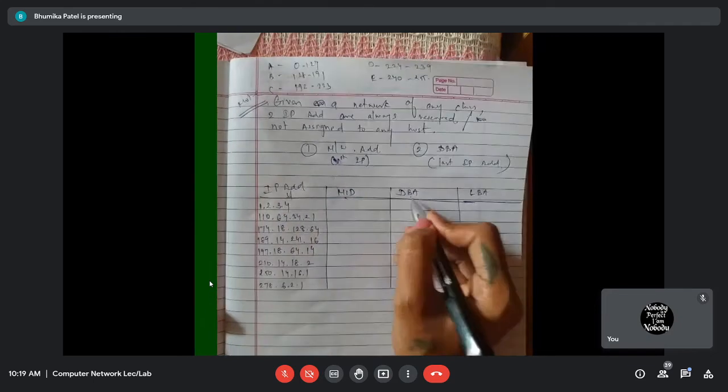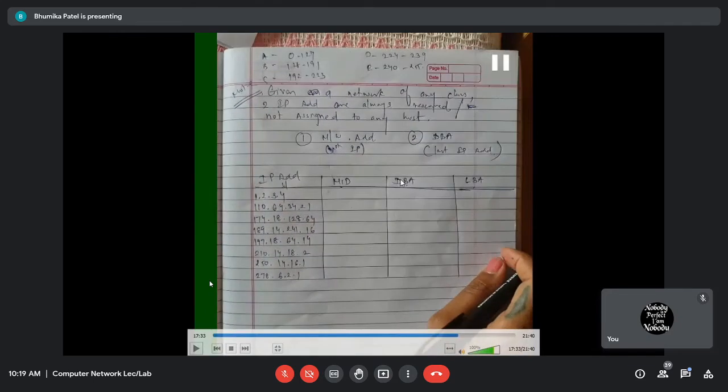Okay, you are given the IP address. You have to identify what is the network ID, what is the directed broadcast address, and what is the limited broadcast address. You have to remember this.